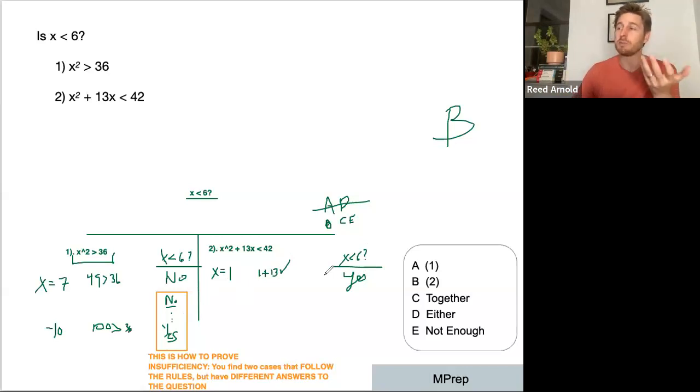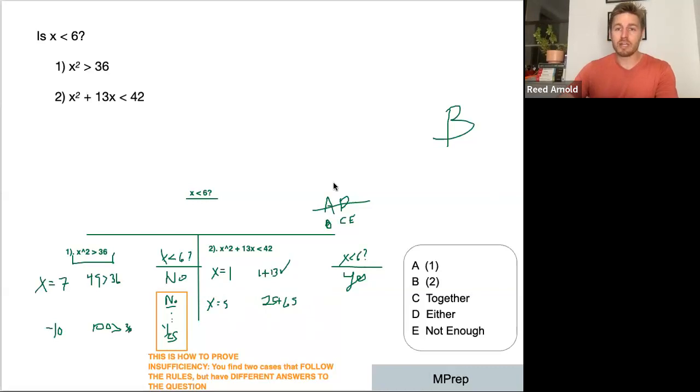What crosses people up here is they say, well, if x is 5, 25 plus 13 times 5, 25 plus 65, well, that's not less than 42. That's way bigger than 42. But 5 is less than 6. So I guess this is insufficient because one of the cases follows the rule, but one of them doesn't. And I guess no.